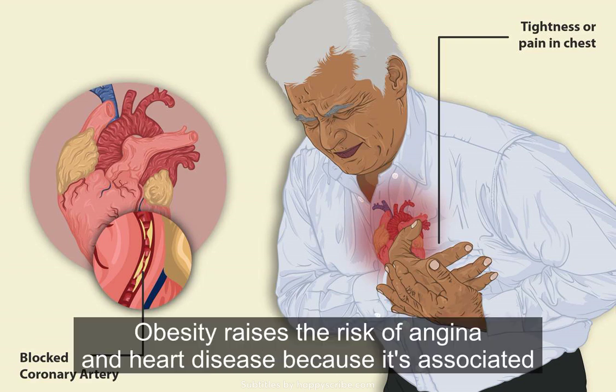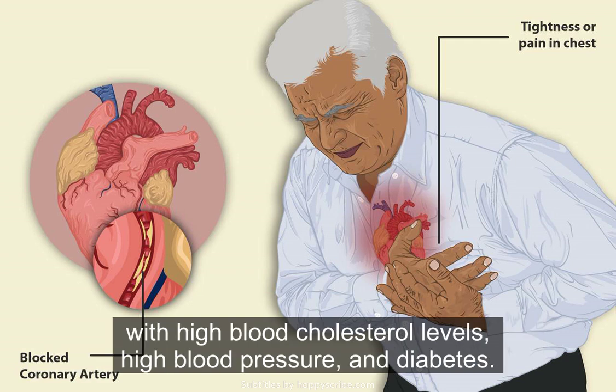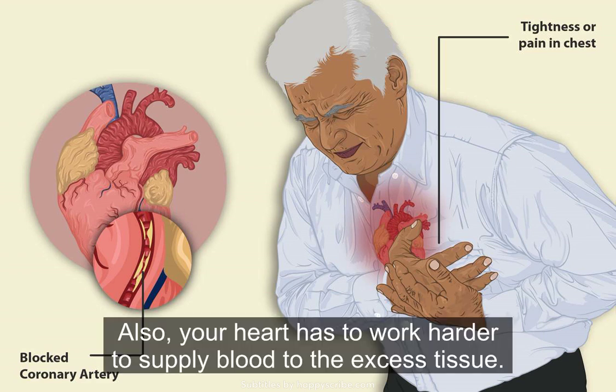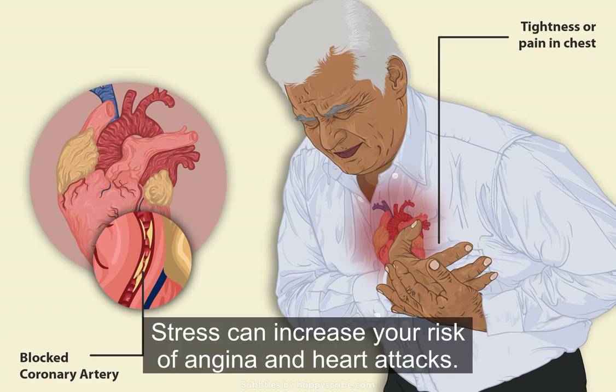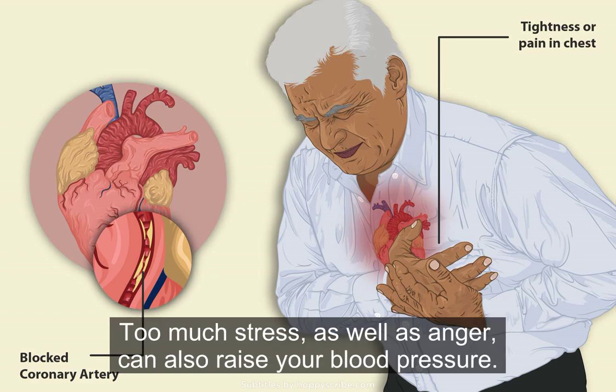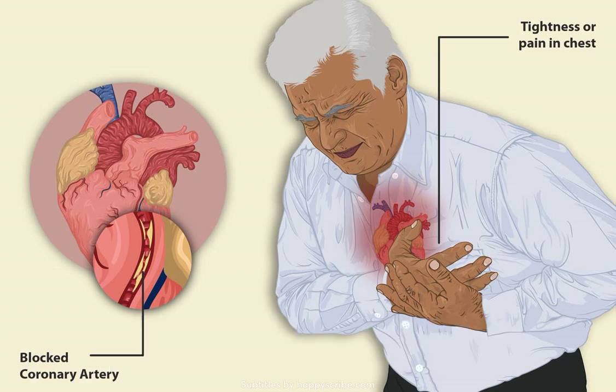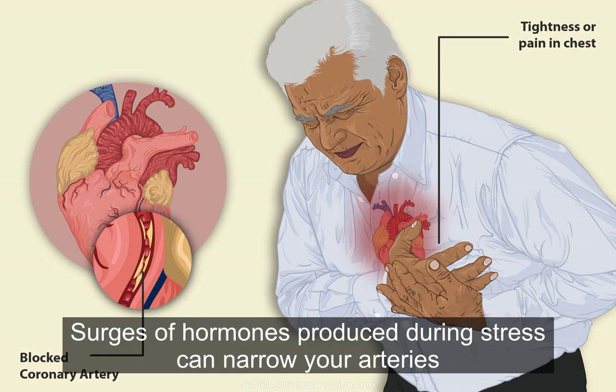Obesity. Obesity raises the risk of angina and heart disease because it's associated with high blood cholesterol levels, high blood pressure and diabetes. Also, your heart has to work harder to supply blood to the excess tissue. Stress. Stress can increase your risk of angina and heart attacks. Too much stress, as well as anger, can also raise your blood pressure. Surges of hormones produced during stress can narrow your arteries and worsen angina.